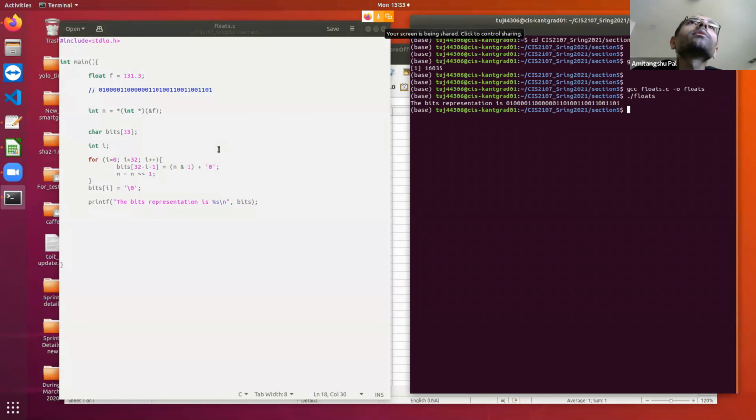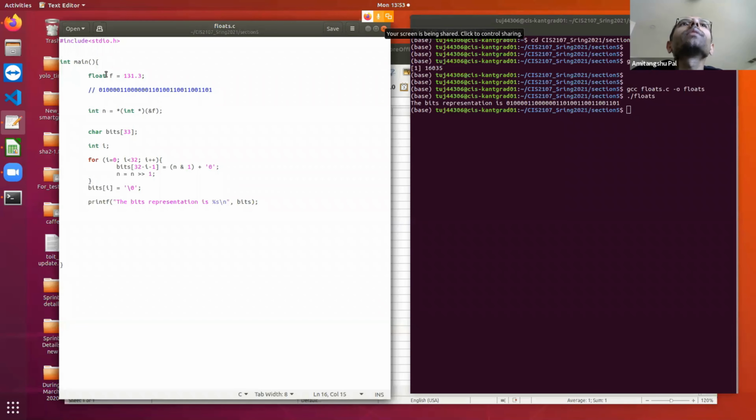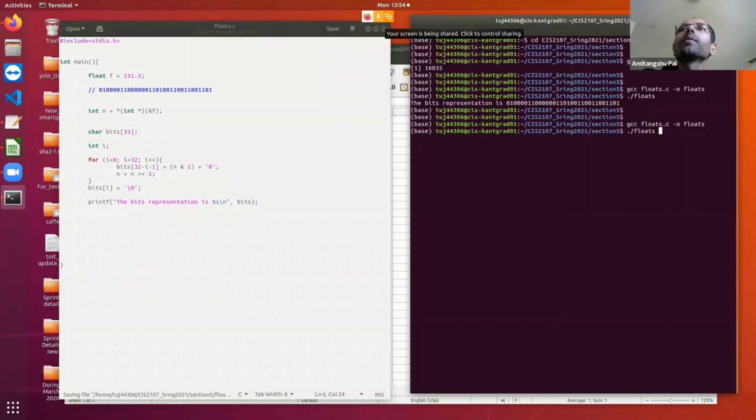So in this way, we can see that we can convert from a floating point number to its corresponding binary representation. And you can change this to any other number, say 131.5 for example. 131.5 is giving 0, 1, 0, 0, 0, 0, 1, 1, 0, and then 5 zeros followed by 1, 1, 1 and all zeros.